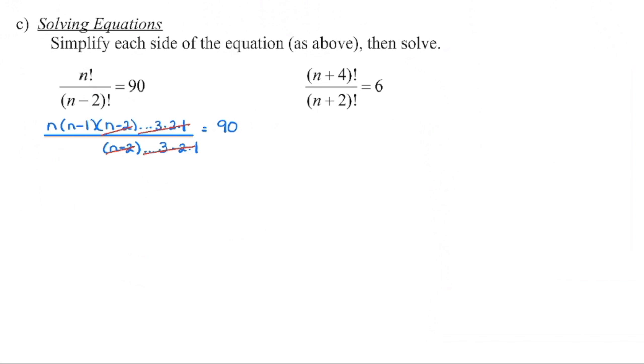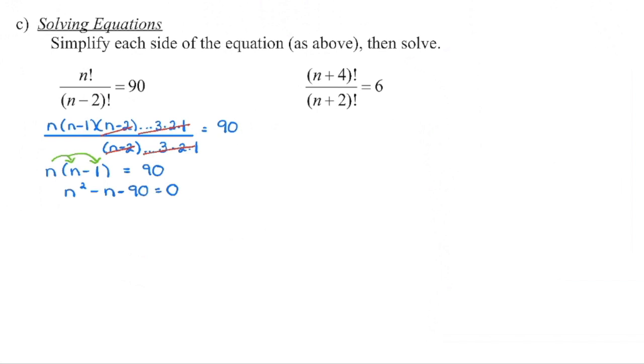We've taken it out of factorial notation, and we are left with n times n minus 1 equals 90. So we can go ahead and write that out. And then in order to get rid of the brackets, we're going to take that n and distribute it in. So n times n is n squared, n times negative 1 is negative n. And you can see that we now have a quadratic equation. So we're going to bring everything over to the side where that squared term is positive.